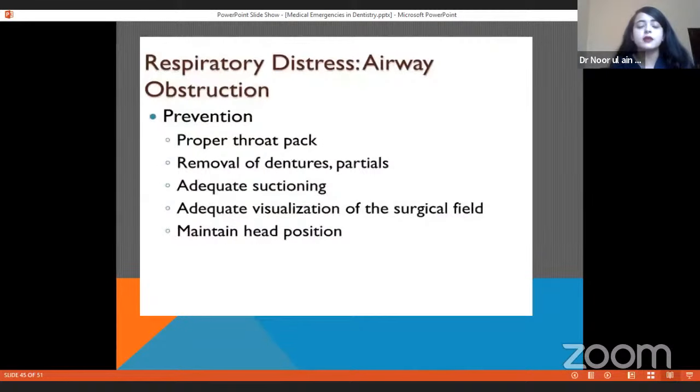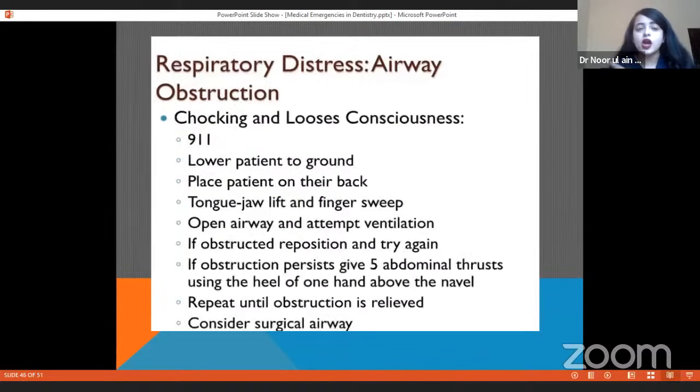So the prevention is that a proper throat pack should be kept, and dentures and partial dentures should be removed. Adequate suctioning must be done, with adequate visualization of the surgical field. Maintain the head position, and use a rubber dam while doing endodontics. If the patient is choking and loses consciousness, call 911, lower the patient to the ground, place the patient on their back, do a tongue-jaw lift and finger sweep, open the airway and attempt ventilation.